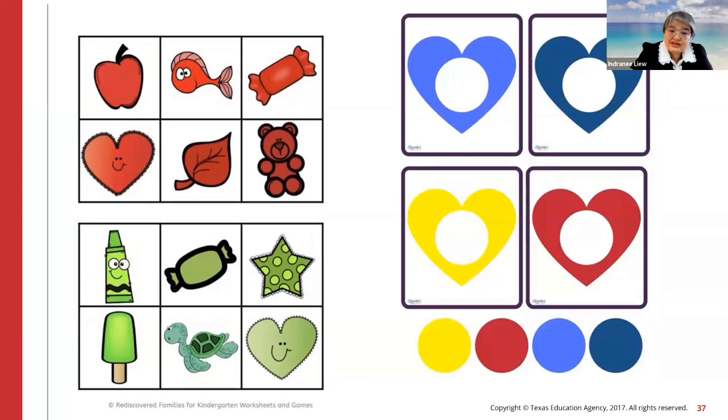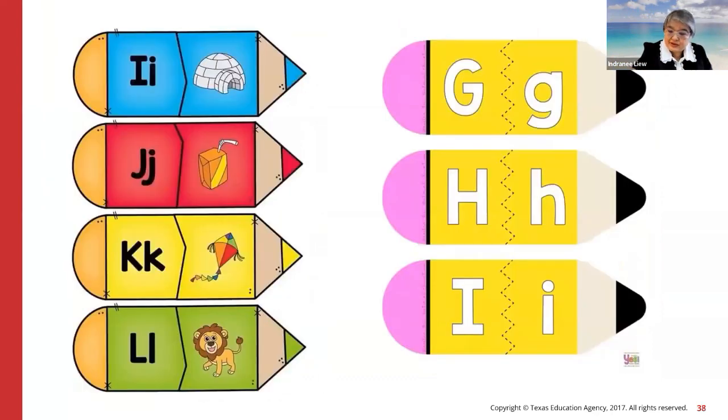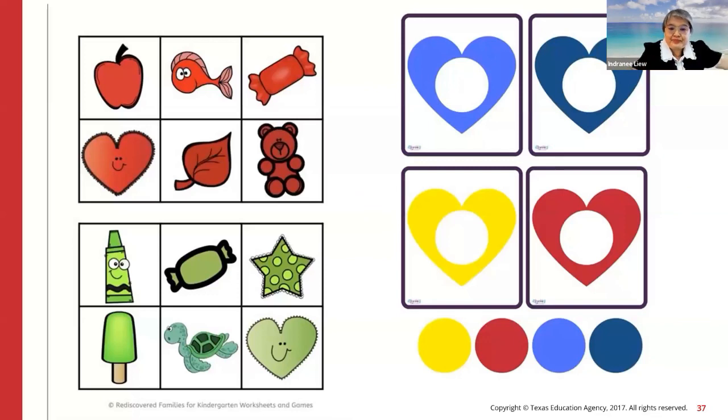Laminate, cut. So these are all the orange items, and these are all the green objects. So you can mix it up, and then they will sort. This is very cute. The heart with circles inside. Okay, cut out and laminate.